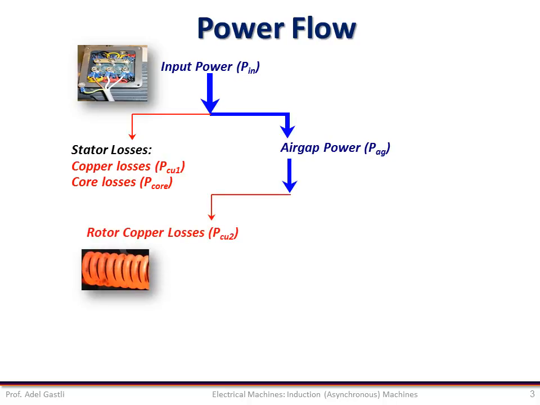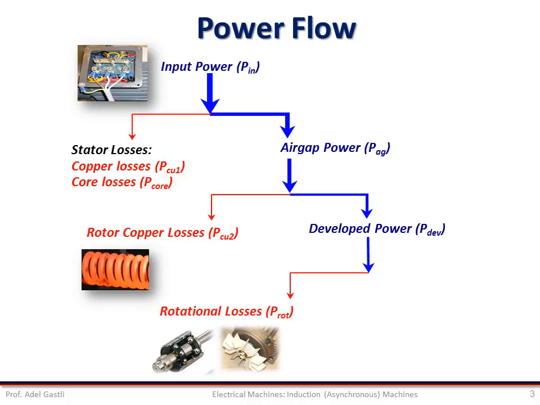Inside the rotor, the power losses are the rotor copper losses designated by PCU2. The remaining power will be converted into mechanical power designated by PDV for developed, through electromechanical energy conversion principle. Then there are mechanical rotational losses designated by PROT, which are due to bearing, friction, and windage. Windage means that when the rotor is rotating at high speed, there is a friction with the wind that creates an opposite torque trying to slow down the rotor. These are mechanical losses also.